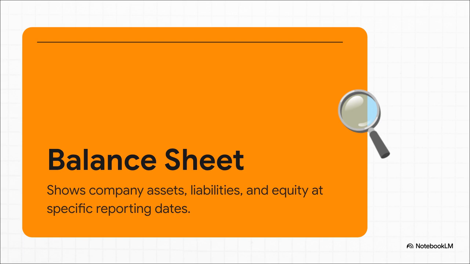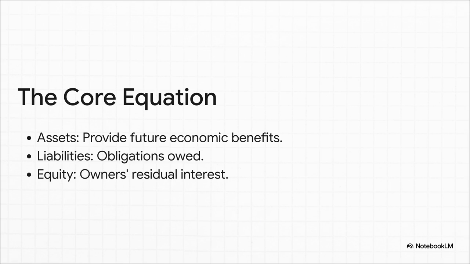It tells you exactly what the company owns, exactly what it owes to everyone else, and what's actually left over for the owners at one single point in time. And here is the engine that drives that freeze frame, the core equation. Total assets represent the combined value of everything the company owns that provides future economic benefits. Total liabilities, those are the obligations owed to creditors, suppliers, and lenders. And total equity is the owner's residual interest after you subtract those liabilities from the assets.